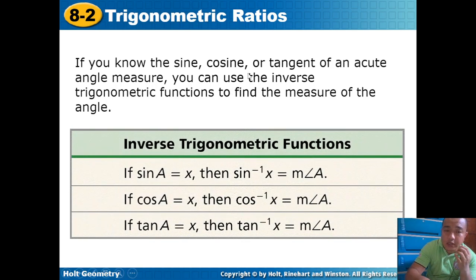So if sine A is equal to x, then inverse sine x is equal to the measure of angle A. If cosine A equals x, then to find the measure of angle A, you just press in your calculator inverse cosine x. If tangent A equals x, then the measure of angle A is inverse tangent x.